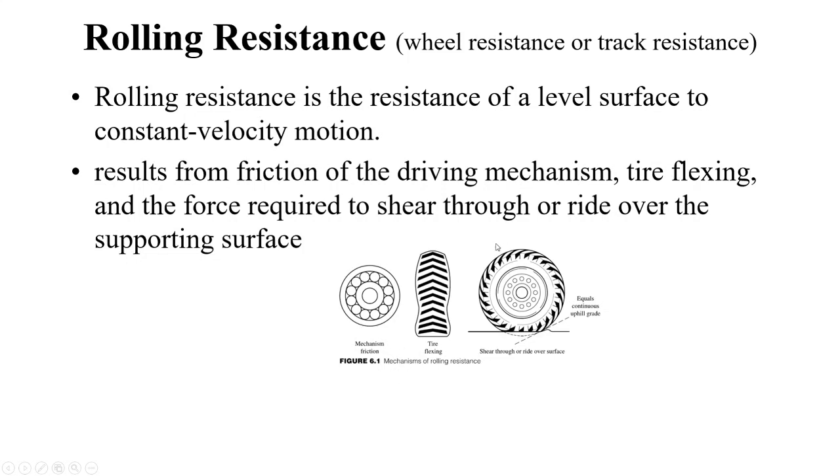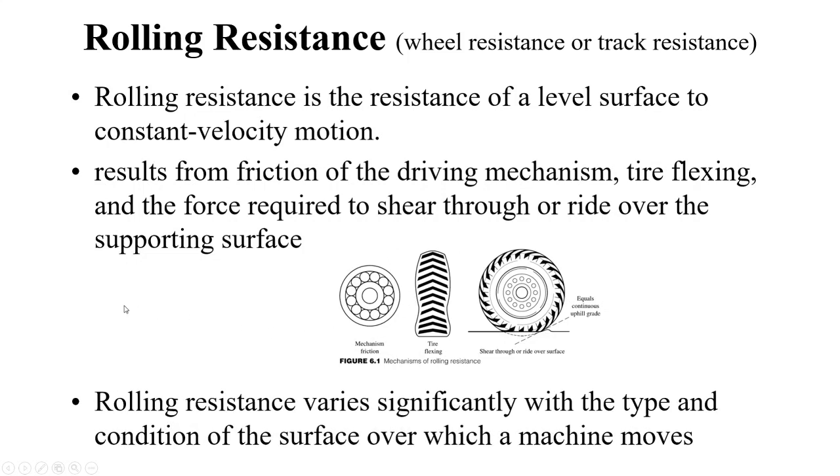So there are some criteria that define the rolling resistance. Like I said, it varies significantly with the type and condition of the surface over which a machine moves. If you're talking about this area where the tires meet the surface, whatever happens here creates the rolling resistance. So let's dive into more details.